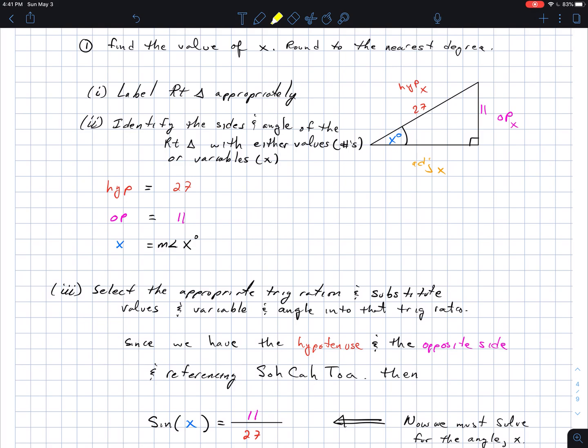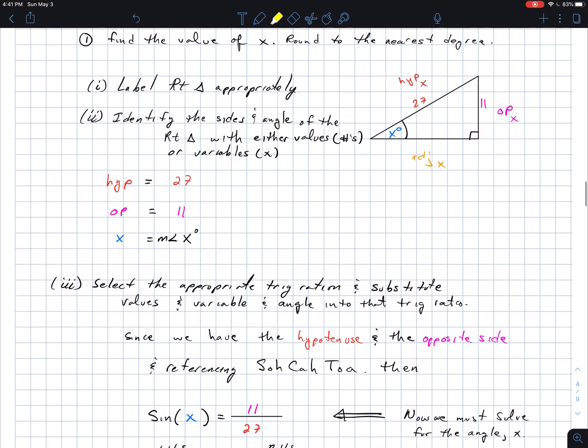So what did we find out? We found out that the hypotenuse was 27. We also found out that the opposite side is 11. That's also wonderful. Now, we're not given an angle. Notice we're given two sides. We won't be able to do this if we have only one side, right now at least. But what should we also label? The angle in question, and that's what we're trying to find, x, that angle.